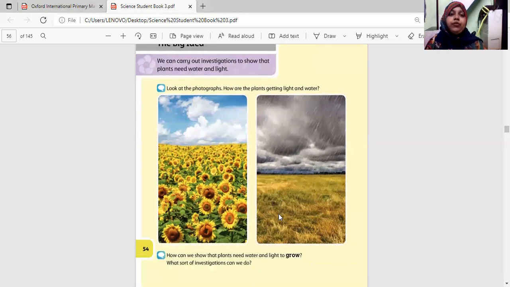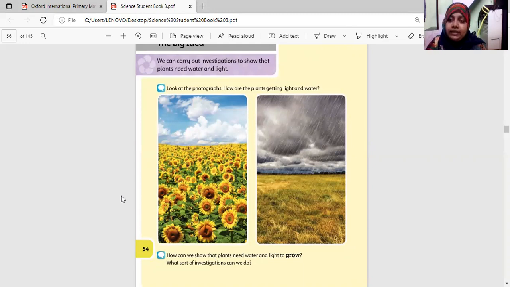Okay, quickly moving on. What we can see in this picture is how the plants are getting light and water. We all know just like living beings, even plants require light and water for survival. In the absence of light and water, do you think survival will be possible? No. The answer is a big no. Why? Because water and sunlight are required to produce food. And if the food is not being produced, the plant will not survive.